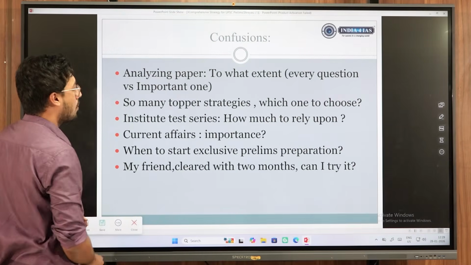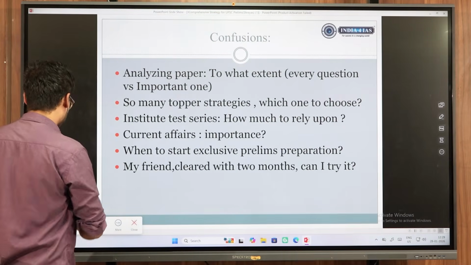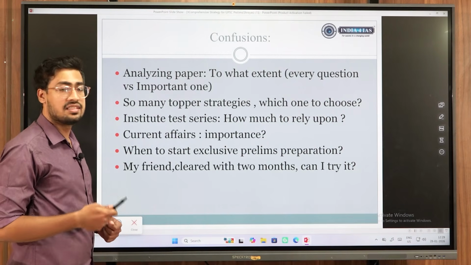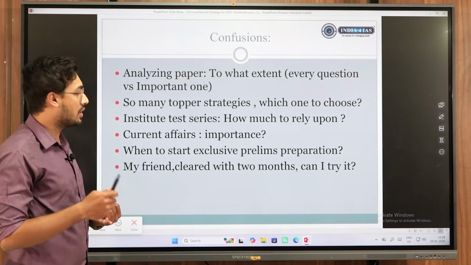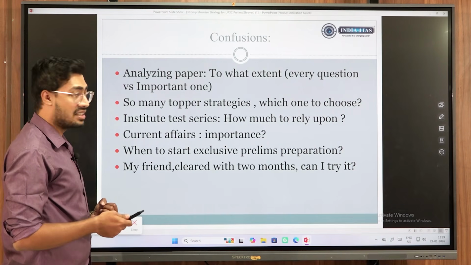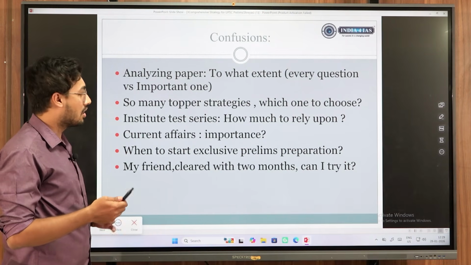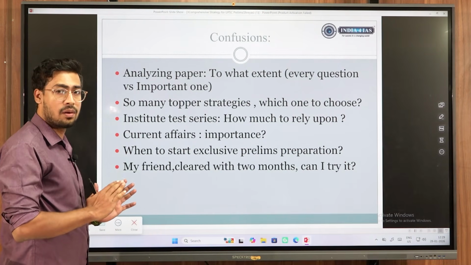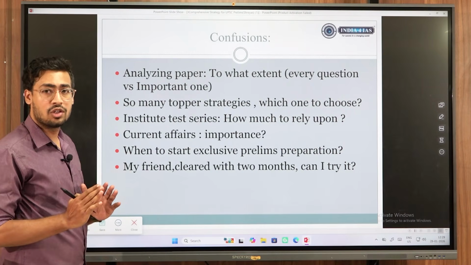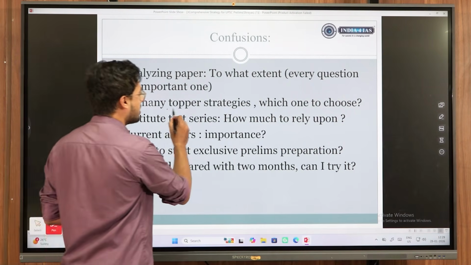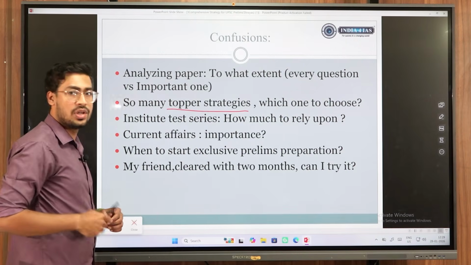Similarly, aspirants commonly come across confusions such as they tend to analyze the paper, but to what extent? Is it the new information that we need to gain from the paper, or is it the guesswork pattern? To what extent do we trust these papers? Are the institute papers matching the UPSC paper, or how is it? Similarly, there are so many topper strategies in the market. Which one do we choose?